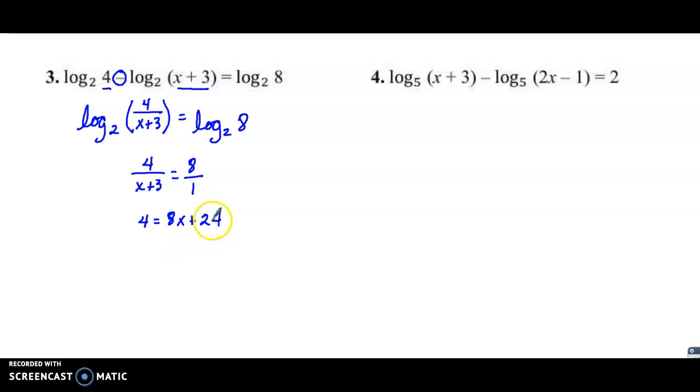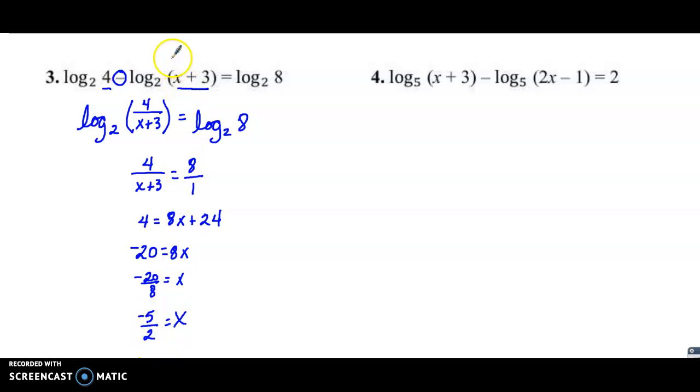So now when I solve, I subtract my 24 over, and I get negative 20 is equal to 8x. When I divide by my 8, I get negative 20 divided by 8, which can be reduced. 4 goes into both of those. 4 goes into 20 5 times, and 4 goes into 8 2 times, so negative 5 over 2.